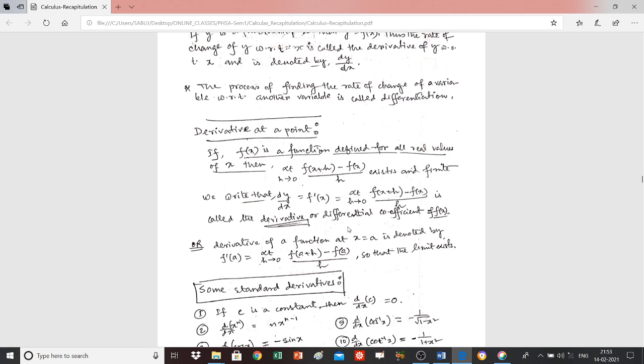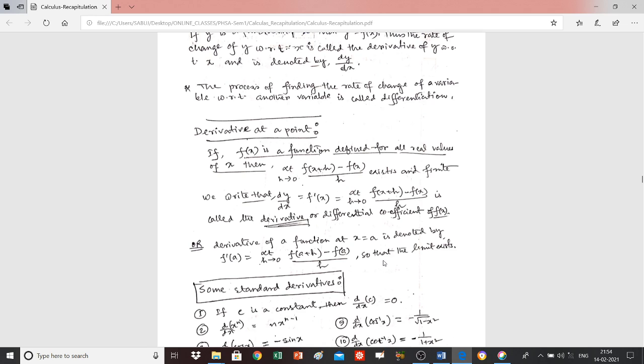Now, if the point is taken, the differentiation at the point x equal to a can also be written as f prime a. In this case, x equal to a, f prime a is equal to limit h tends to 0 of f(a plus h) minus f(a) by h, because in this case the point is just taken as a. So this is the differentiation of the function f(x) with respect to x at the point x equal to a.